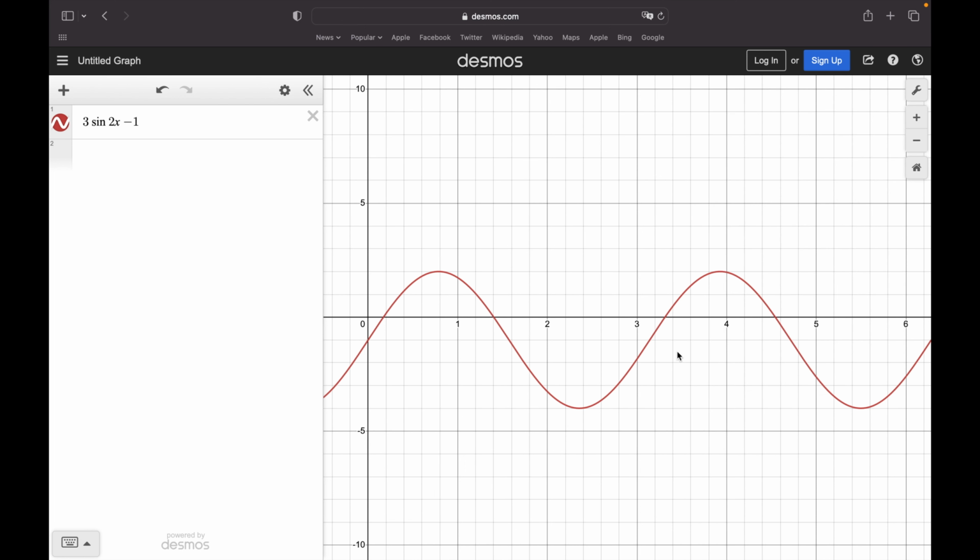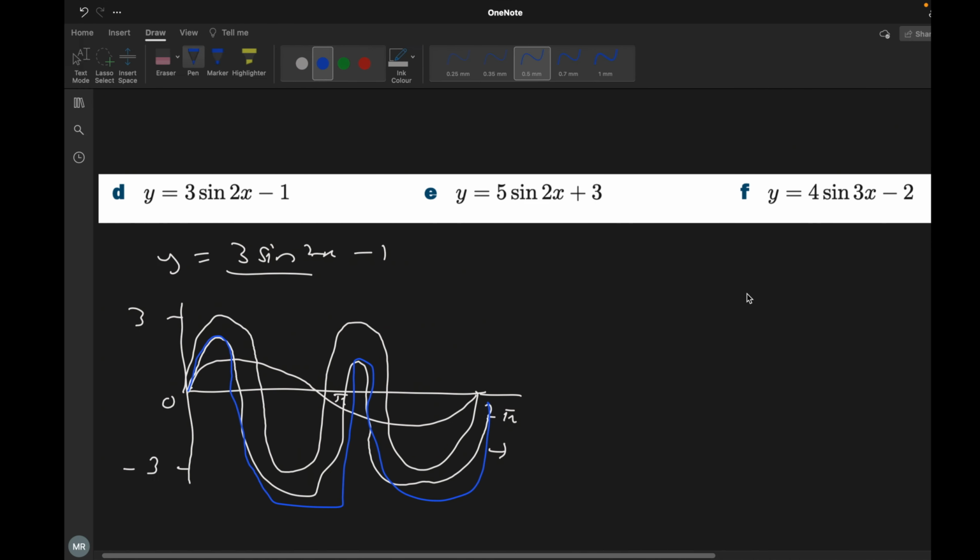As you can see, the amplitude is 3 because this is -4, 2, and half of that would be 3. And it's translated 1 unit down, and you can see that it finishes 2 complete cycles in 2 pi radians. So this is how it's supposed to look, not this.